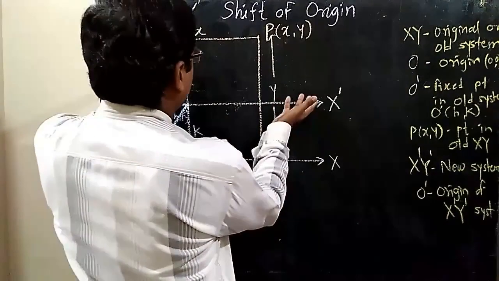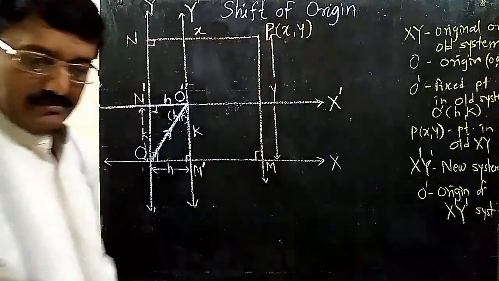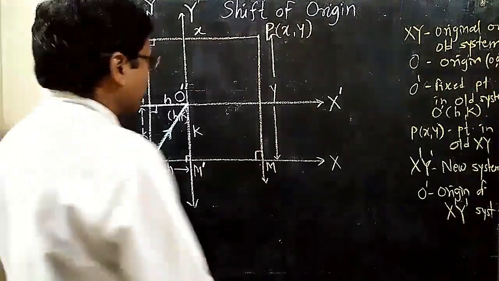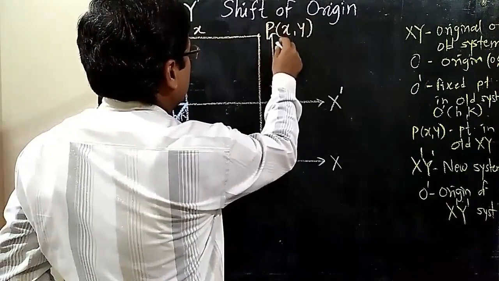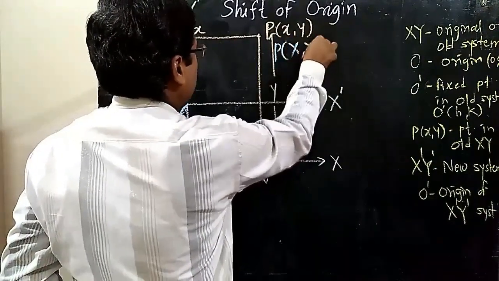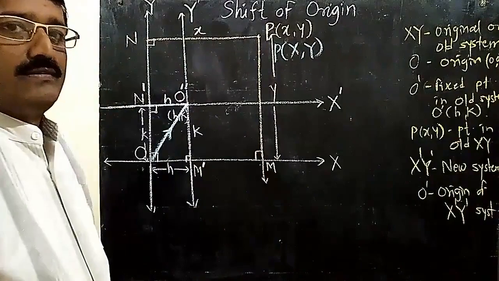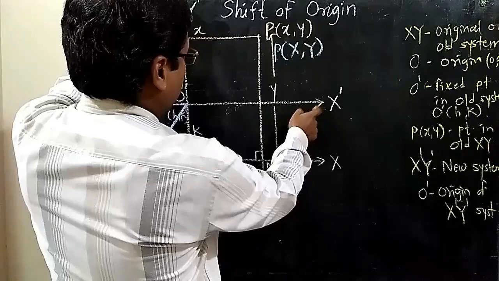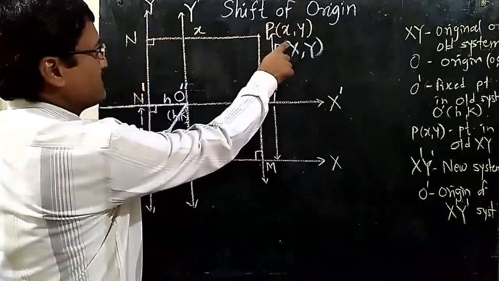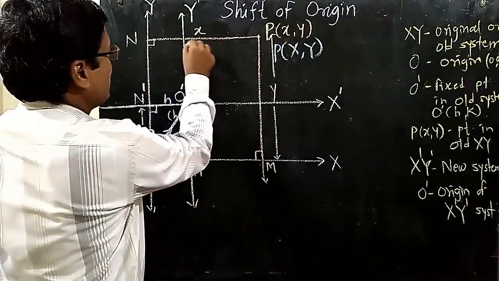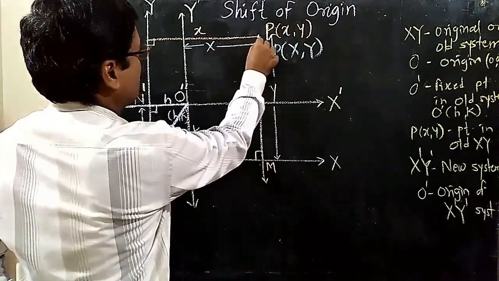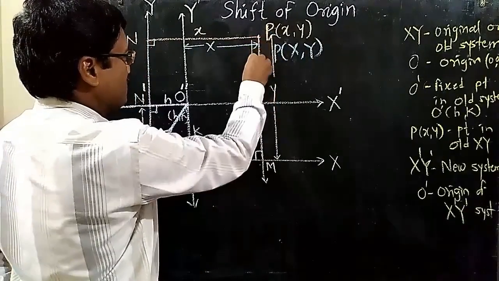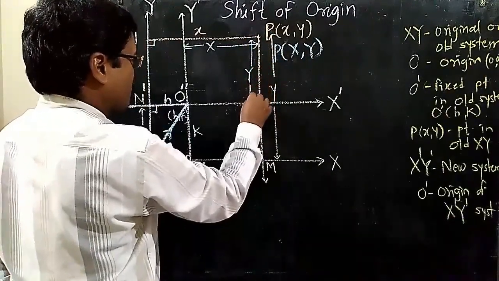Obviously we have changed this system, so in this system the coordinates of P will be different because its distance from origin is different. So we can say that capital X and capital Y be the new coordinates of point P in system x dash y dash. So this capital X is nothing but its distance from y axis. So this will be now capital X. And what will be y? Y is nothing but its distance from x axis. So this will be capital Y.